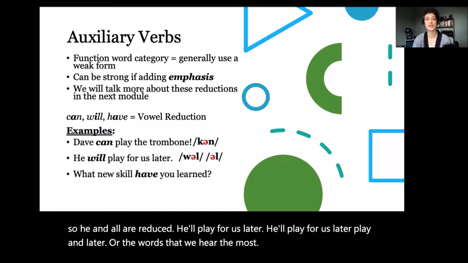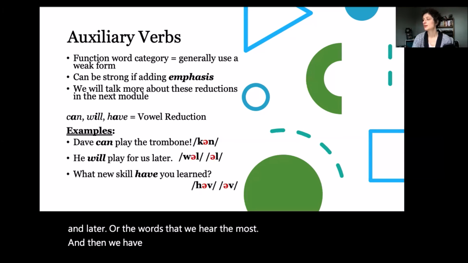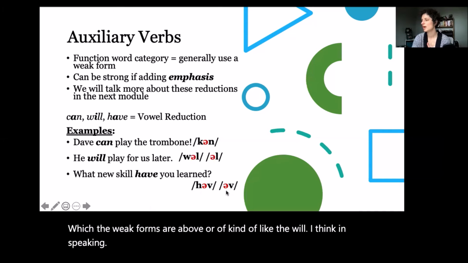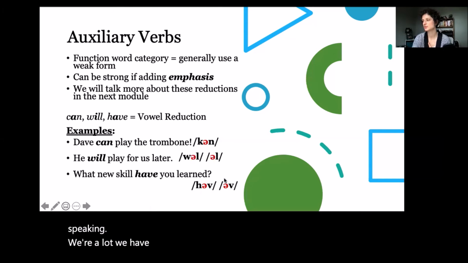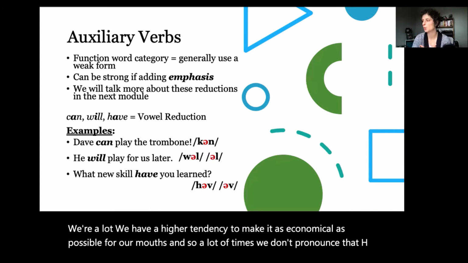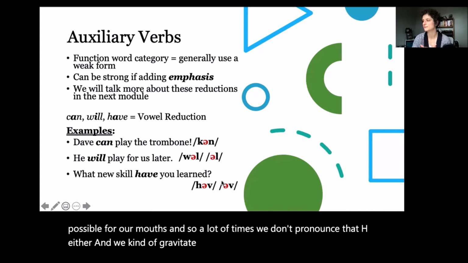And then we have have, which the weak forms are have or of. And kind of like the will, I think in speaking, we have a higher tendency to make it as economical as possible for our mouths. And so a lot of times we don't pronounce that H either. We kind of gravitate towards the of, right?